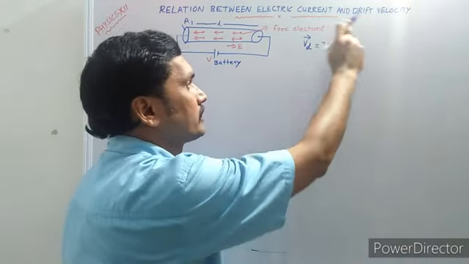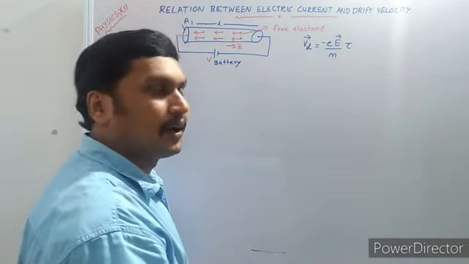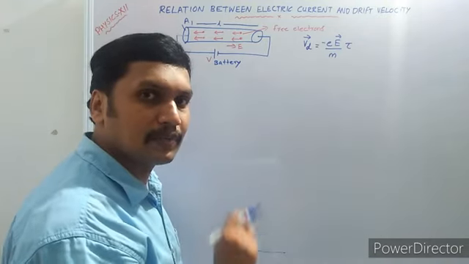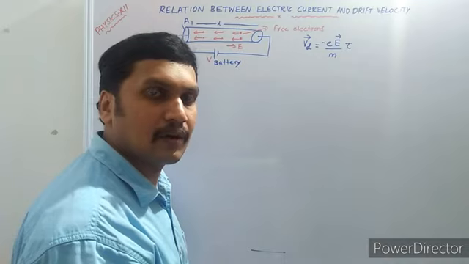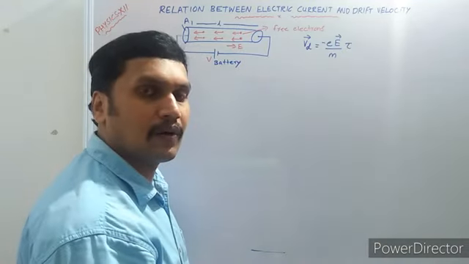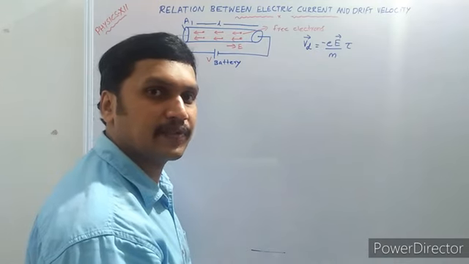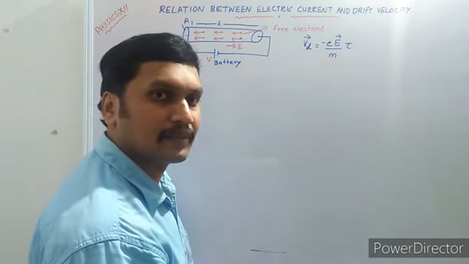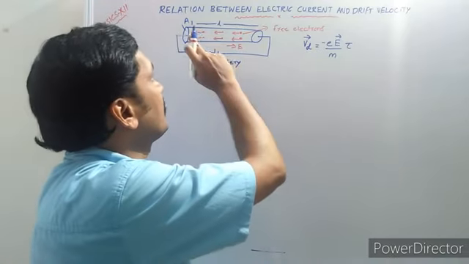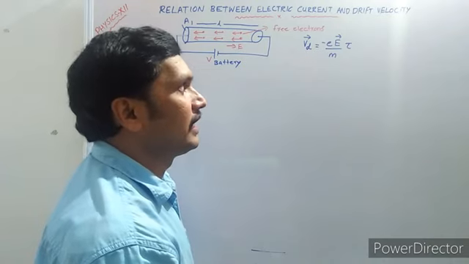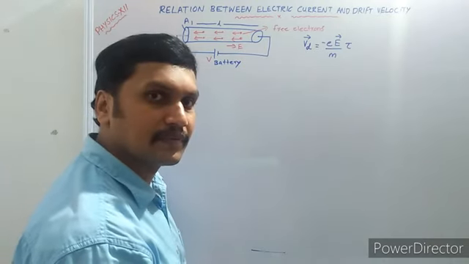This is the expression for the drift velocity, and with this velocity all the electrons are moving in the direction opposite to the electric field. This velocity is too small. It is in the order of 10 raised to minus 5 meter per second. And today let us see what is the relation between this electric current and drift velocity.